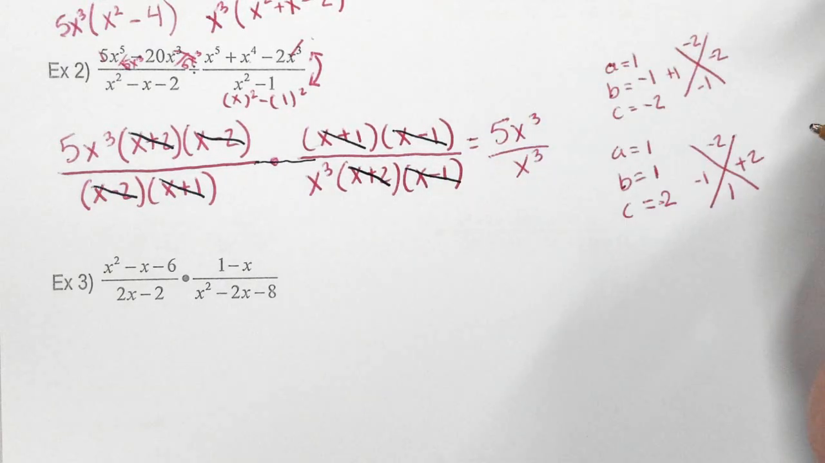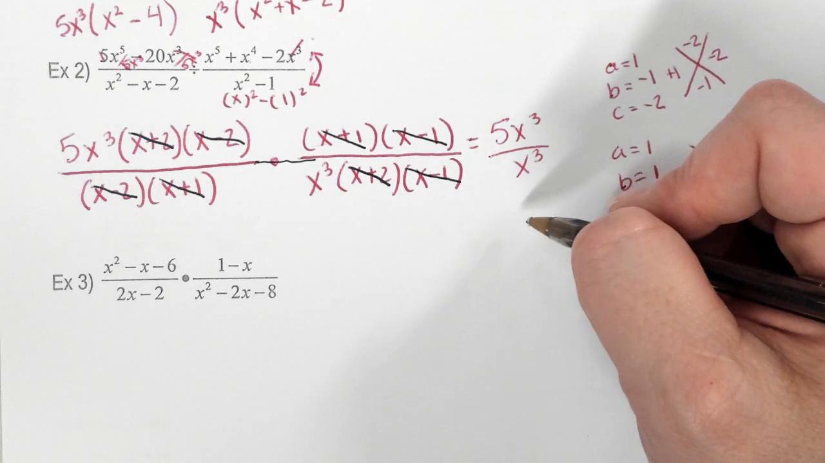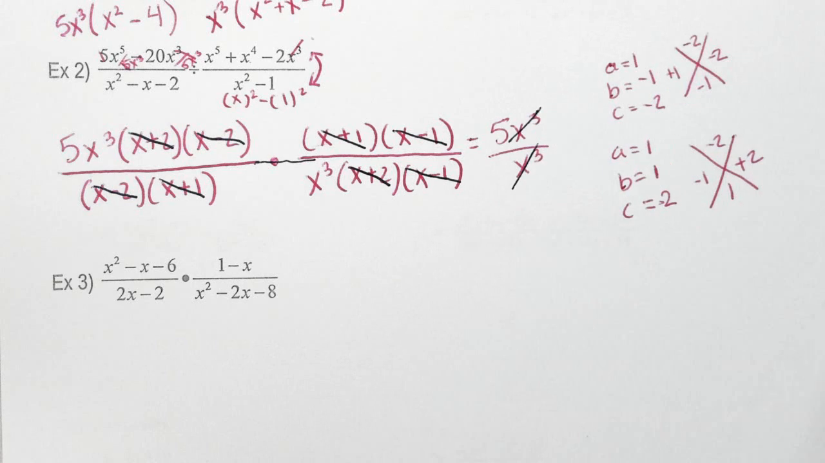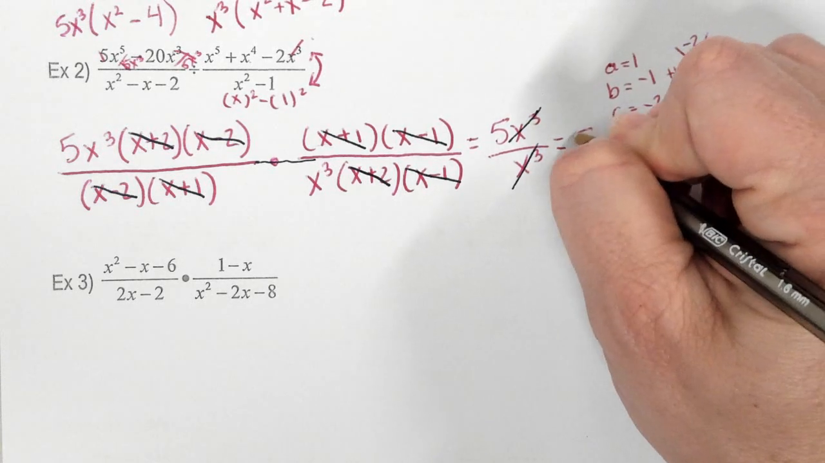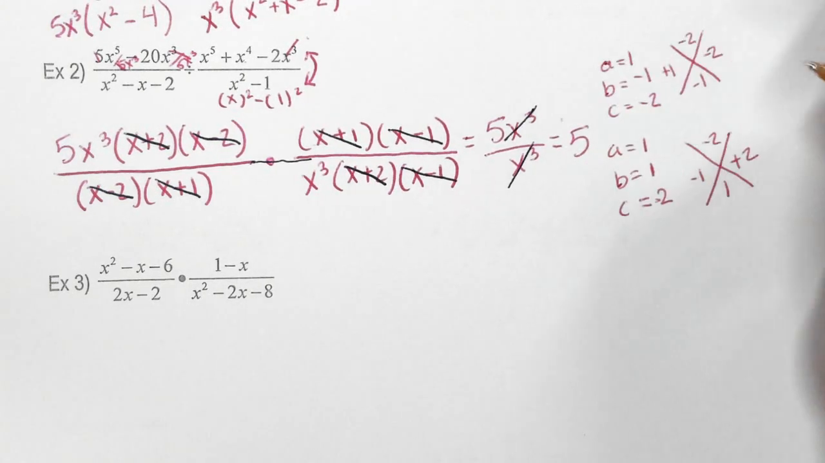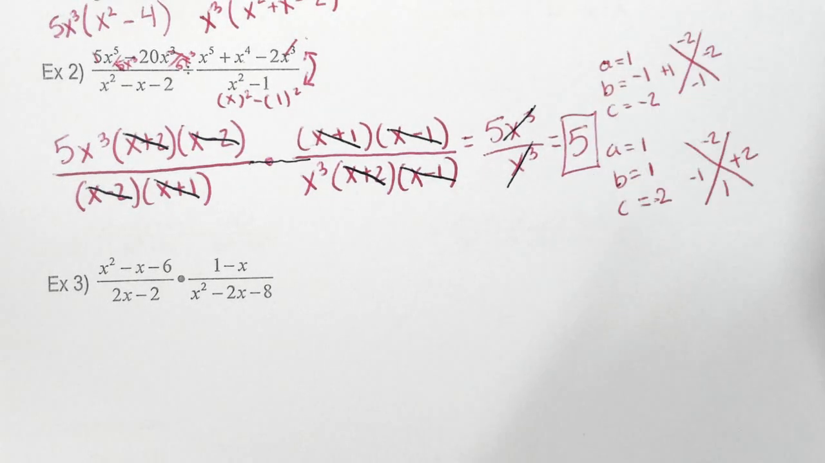Well, can I cancel the x cubes? Yeah, because there's no plus or minus, so they're not stuck to anything. And what's my final answer? 5 over 0. Not over 0, 5 over 1, or just 5. Because you remember, you don't have to have something in the denominator.